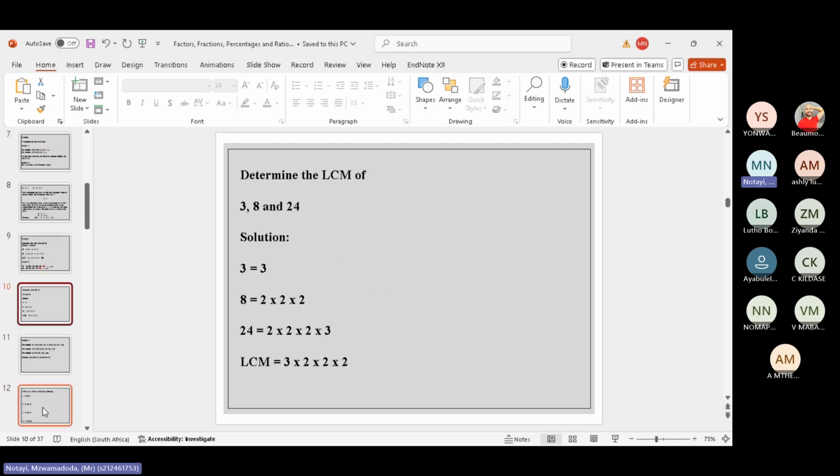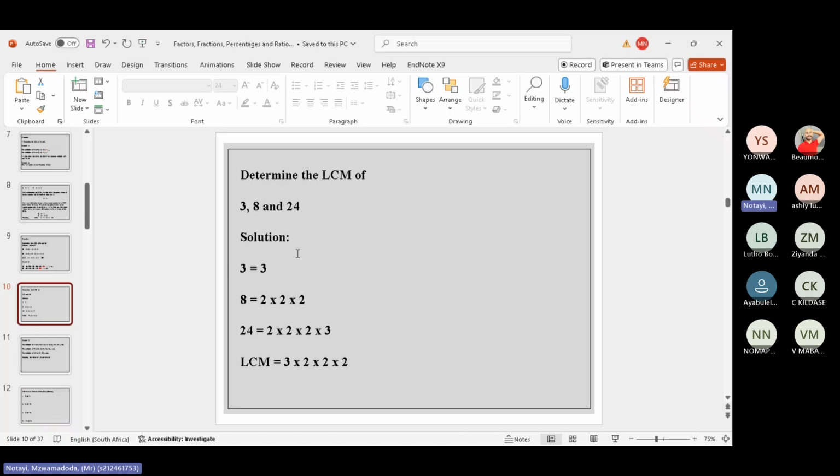Okay, look at the other example. Determine the LCM of 3 numbers now. That is 3, 8, and 24. 3 is equal to 3 times 1, so 3 is the same as 3. If we were to factorize it into its prime factors, it's going to be 3 times 1, which is 3.